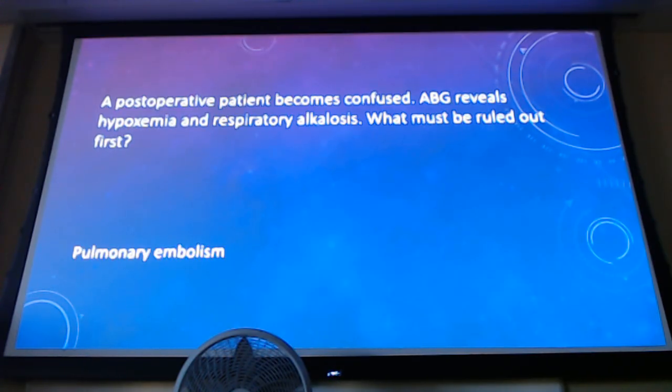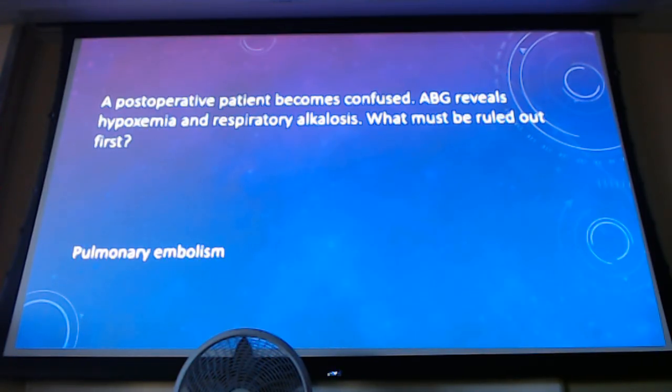Okay? Especially with hypoxemia and respiratory alkalosis, we have to rule out a PE. Most likely they're going to be tachycardic. They may have a small fever. Okay? Tachycardia that cannot be proven otherwise, like we can't figure out another reason why, the number 1 cause is PE. Okay? Don't ever forget that.